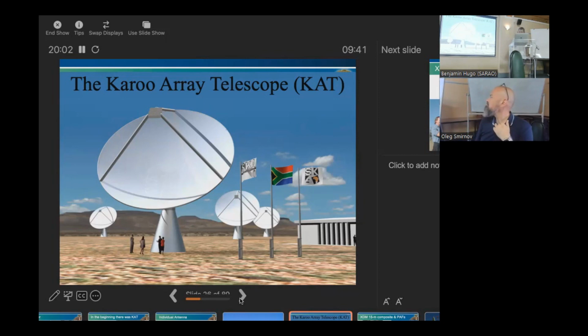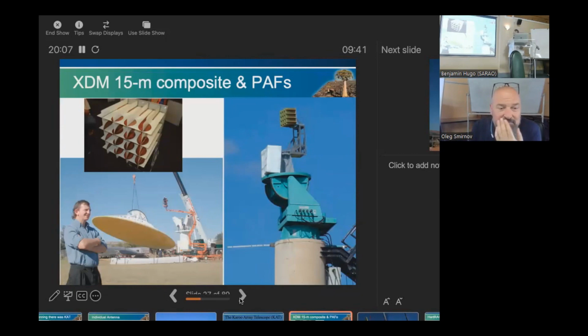Then things got a bit more serious. We actually got some real engineers in and we started looking at these SKA technologies. We had what we called the XDM, experimental data. Sorry, XDM was experimental, but not DM, can't remember, but the X was experimental.